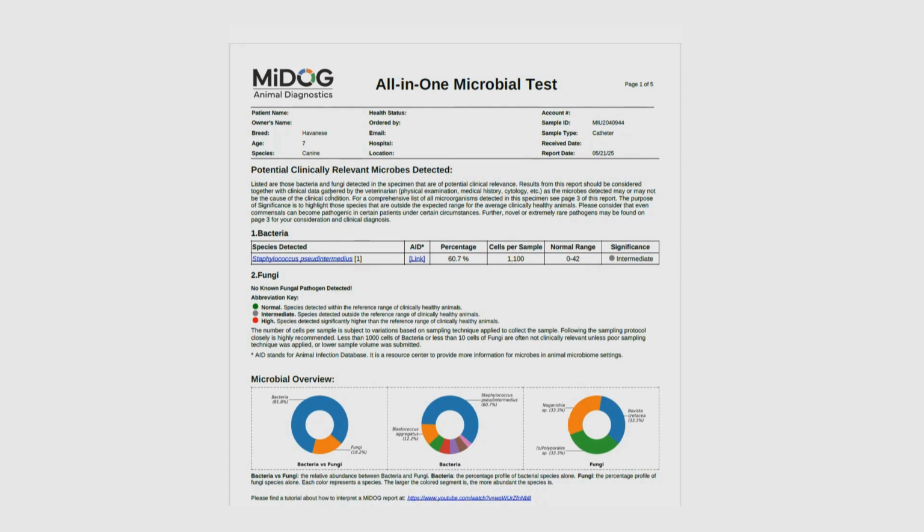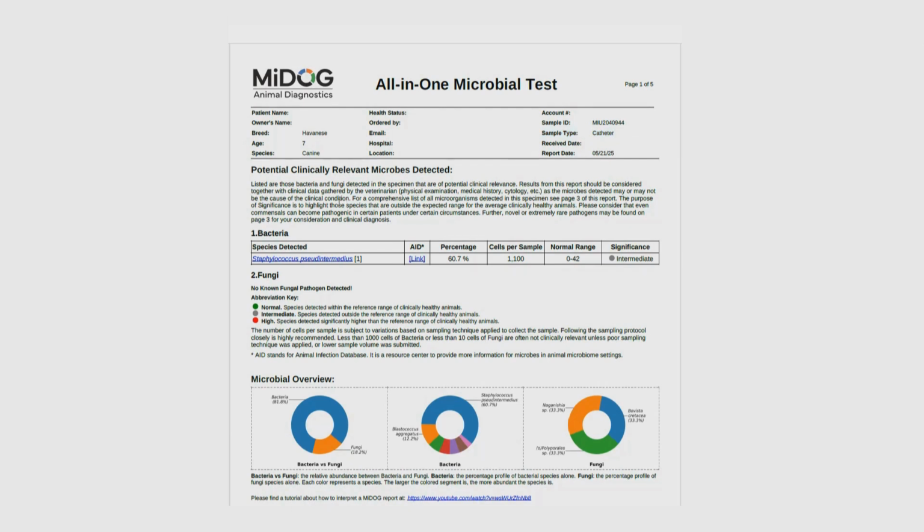On page 1, we begin with the clinician info, including the breed, age, and species of the patient. We'll also include information about the hospital where the patient is being treated, and the sample type. In this case, we're looking at a catheter sample.